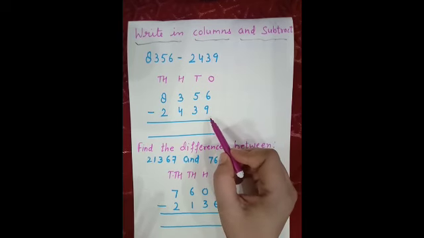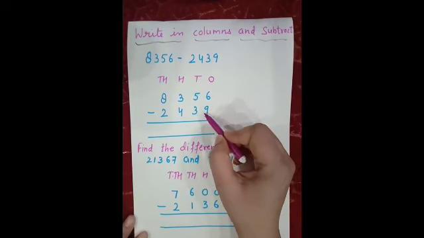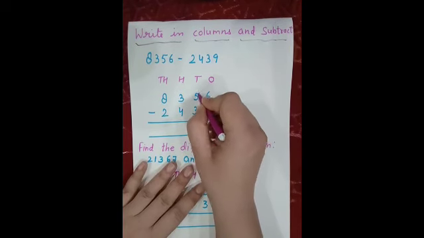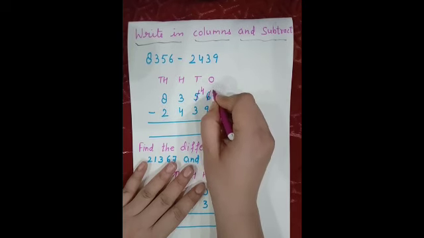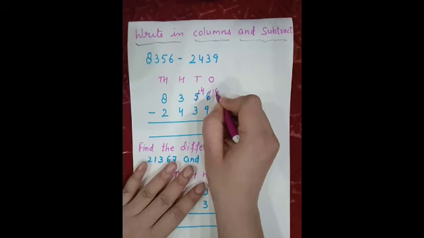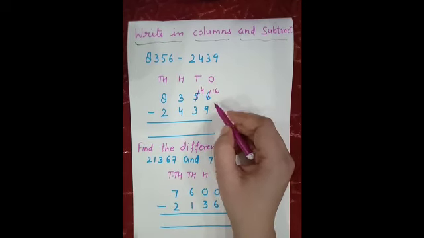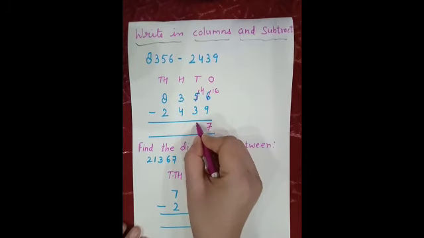Now let us begin with the sum. Always keep in mind that we have to start our subtraction sum from the extreme right side, that is from the ones place. Now, can we subtract 9 from 6? No, it means we have to borrow. So we will borrow from the tens place. So the 5 will get decomposed and become 4, and the digit at the ones place, which was 6, will now become 16. So 16 minus 9 is 7. 4 minus 3 is 1.